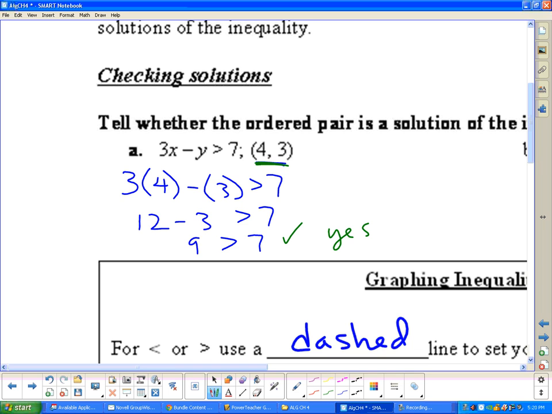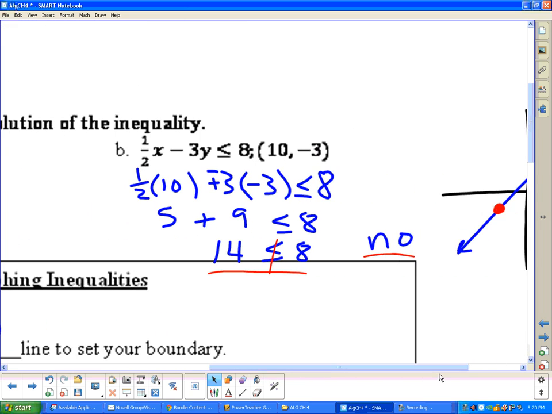That means it's within the solution set, within a certain area that this graph represents, and we'll get into what that looks like. Another example I already have completed is this one over here that you can look at. We're checking to make sure that this is less than or equal to 8, and we found that we got 14, which is not less than or equal to 8, it's greater than 8. So because it was greater than 8, and it was supposed to be less than or equal to 8, that means it's not a solution, it's not within the area that's considered the solution.